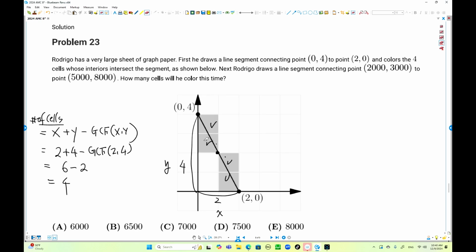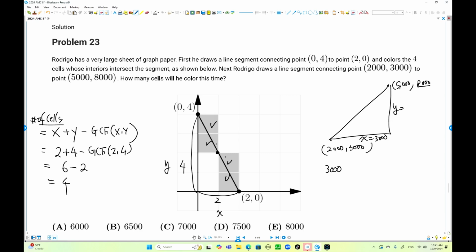Okay, we can try. This is the point 2,000 and 3,000, and the other one is 5,000 and 8,000. What is the length of x? 5,000 minus 2,000, 3,000. What is the length of y? Y equals 8,000 minus 3,000, 5,000, right?